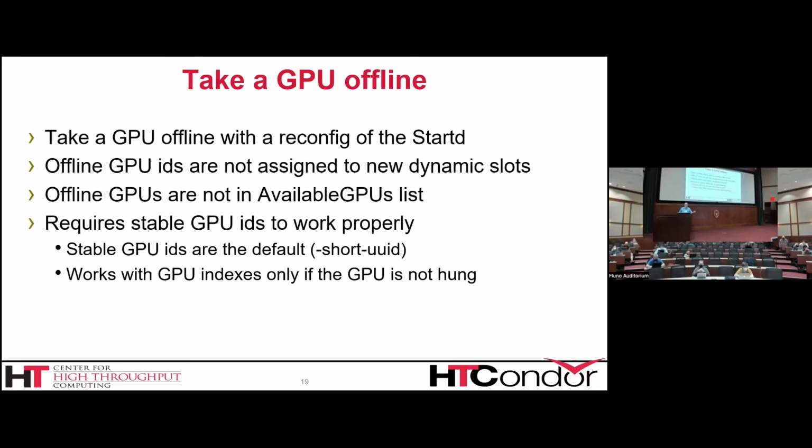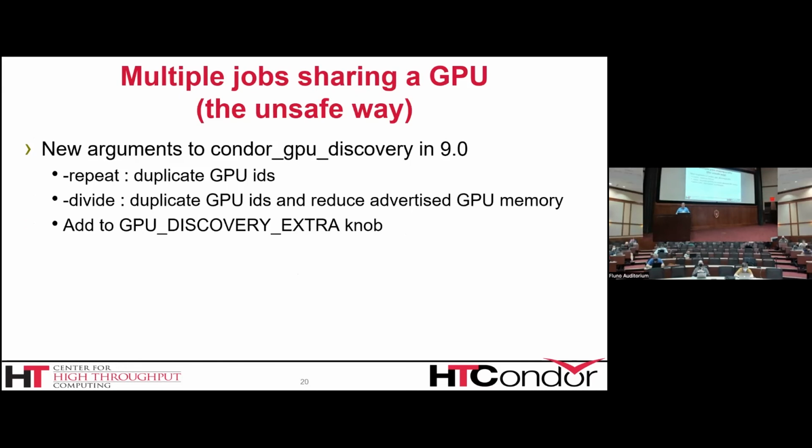And so typically taking GPUs offline would mean that new dynamic slots could not use them, but that static slots could still use them, and partitionable slots would still advertise that they existed. Now, taking a GPU offline removes it from the available GPUs list. And so you can't match against an offline GPU, even if it is still advertised as a GPU assigned to the slot. So that is an improvement over the status quo.